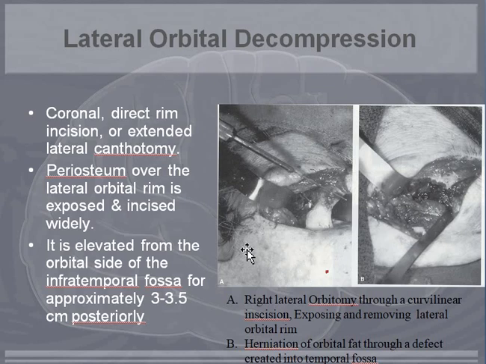Here you can see, this is the right lateral orbitotomy through a curvilinear incision, exposing and removing the lateral orbital rim. This is the lateral orbital rim. So here, the herniation of the orbital fat through the defect creates space into the temporal fossa.